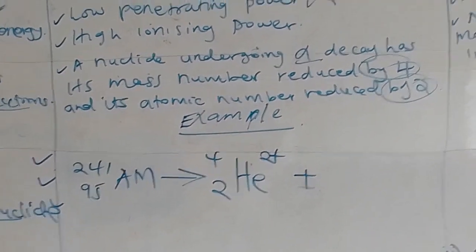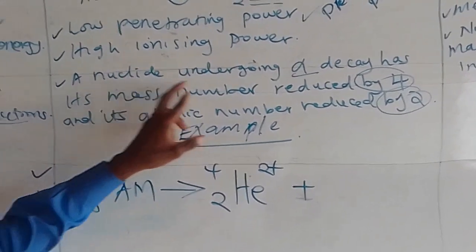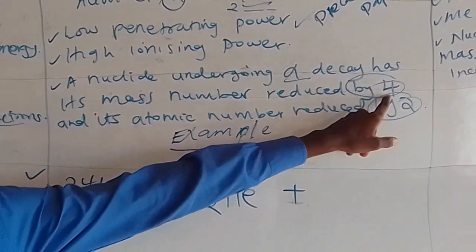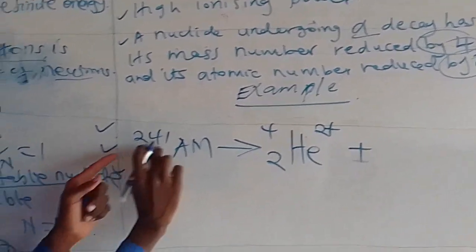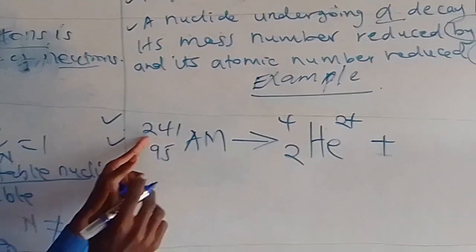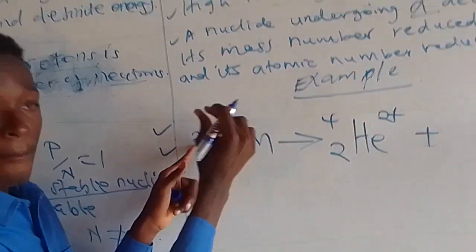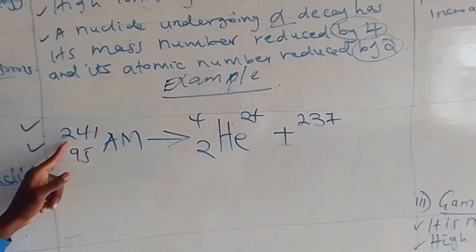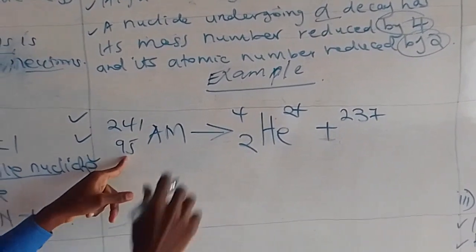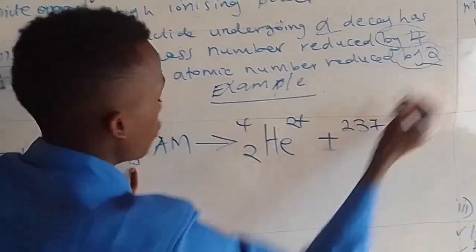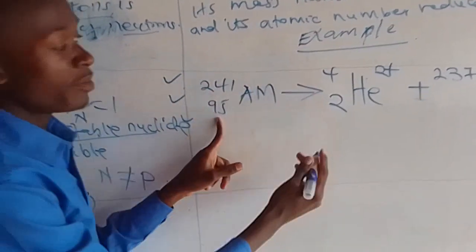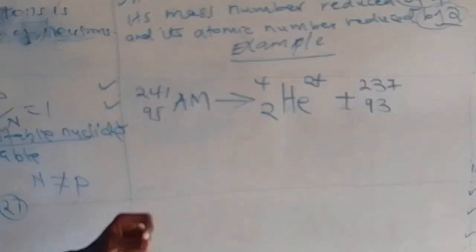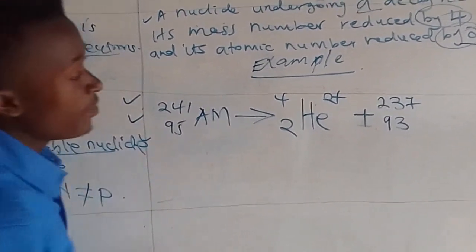We have said a nuclide undergoing alpha decay has the mass number reduced by 4. So this one is our mass number, 241. It will be reduced by 4, so you take 241 minus 4, you will get 237. And atomic number reduced by 2. So this is 95. When you reduce it by 2, you will get 93. And a new element will be formed.